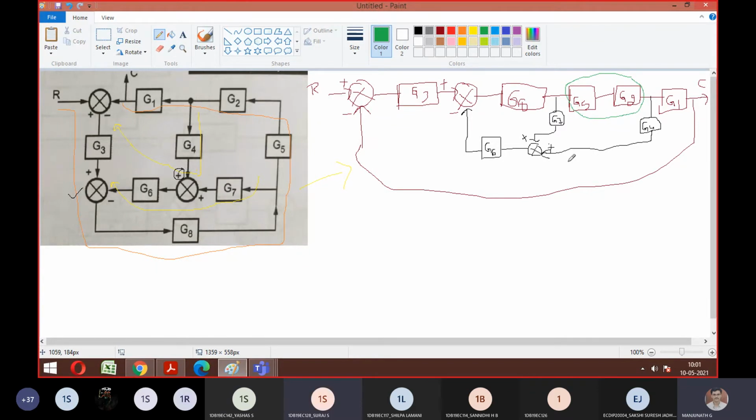So where exactly should I separate it? Is this the junction where I should separate the feedback path? So what will the rewritten diagram look like now? If I split this, this connection will come here only. So you can connect G6, G7 to this summing point. Similarly, G6, G4 to this summing point. Agree?